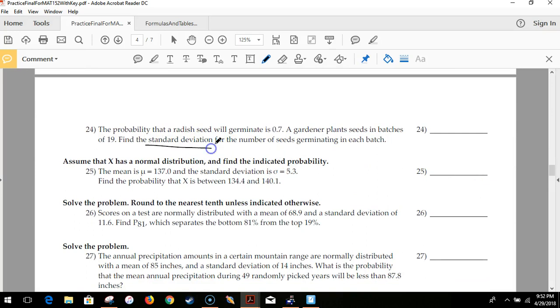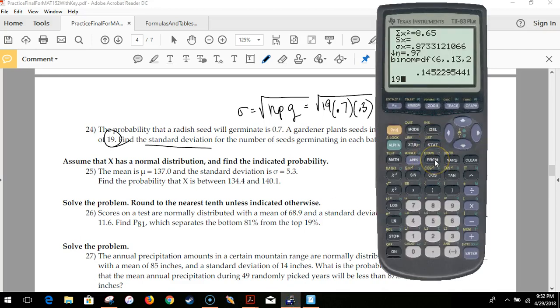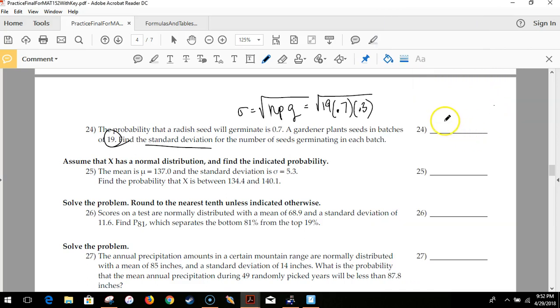If I want to find the standard deviation, that's the square root of n times p times q. N in this question is 19. Probability of success is 0.7, so that means failure's got to be a 0.3. And then we just type this in the calculator. And don't forget to take the square root. And I get, well, when this all rounds, that's a 2. Oh, maybe the other one wasn't a 2 because this is a 2. And that's the end of chapter 5.